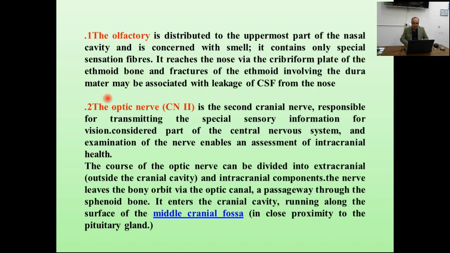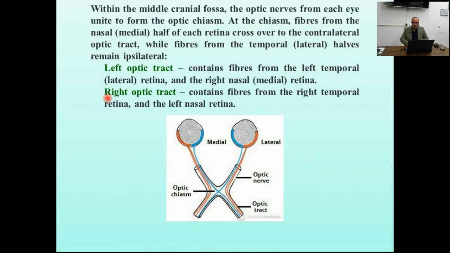The course of the optic nerve can be divided into an extracranial component, that means outside the cranial cavity, and an intracranial component. The nerve leaves the bony orbit via the optic canal and passes through the sphenoid bone. It enters the cranial cavity, running along the surface of the middle cranial fossa in close proximity to the pituitary gland. Within the middle cranial fossa, the optic nerves from each eye unite to form the optic chiasm, as in the figure. It's very obvious, the optic chiasm.